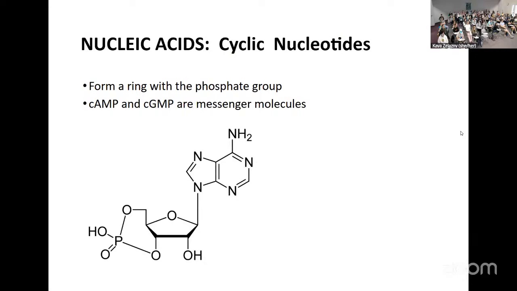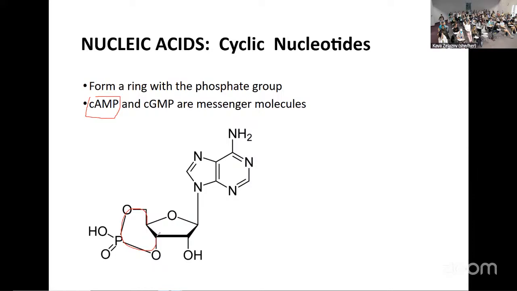Other nucleic acid derived structures that we'll see will be our cyclic nucleotides. We won't get super deep on this, but you will see them, particularly cyclic AMP, or cAMP. Cyclic tells you it's a cycle, right? So you can see that our phosphate group here is like a circle, kind of. That's how I remember it anyway. So we've got this phosphate group forming a ring.